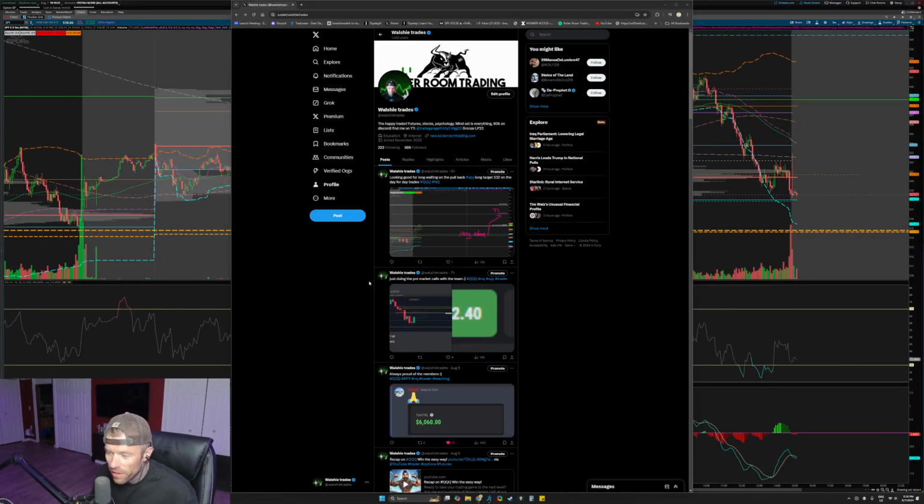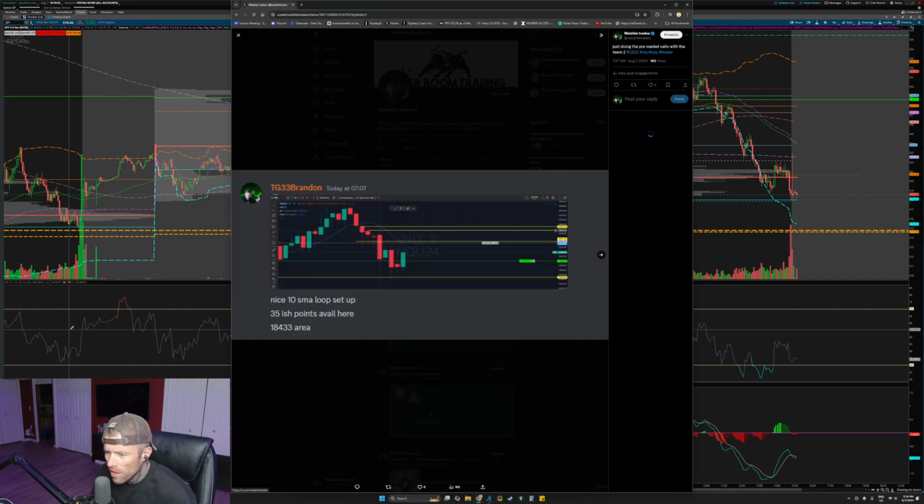As we always like to do, let's start on X, the old Twitter. As I did for my chat here about 7 o'clock this morning, we did a little bit of a breakdown, or a little bit of a call rather, for a nice little push back up. We've seen a 10 SMA loop. So this is the 10 SMA in the blue right here.